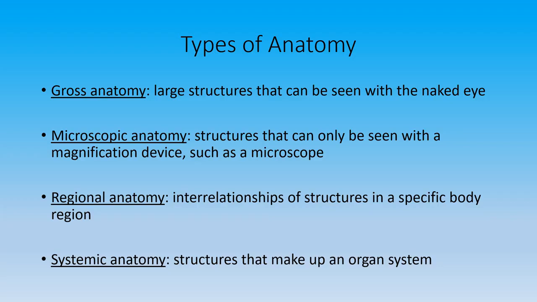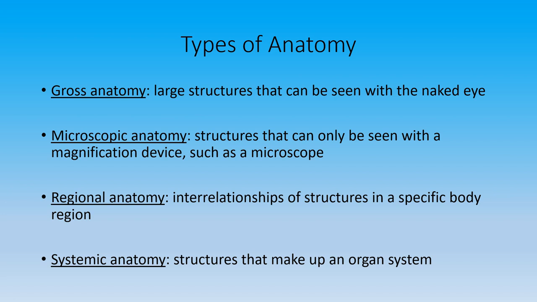And then we have further divisions too. We have both regional and systemic anatomy. Regional anatomy is where you're going to be looking in a particular area or region of the body, and what are the interrelationships? Maybe you're talking about the pelvic cavity. What are the interrelationships between the structures found there? Systemic anatomy then is where you're not looking at a region, but you're looking at a particular organ system and the structures that make that up.